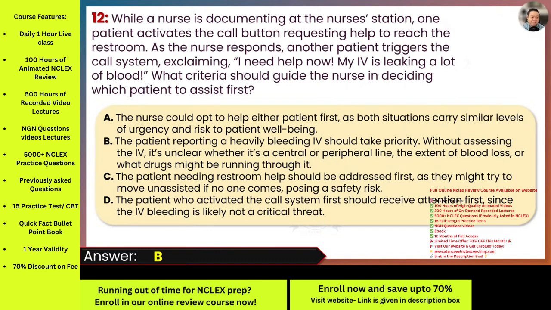Letter D, why is this incorrect? The patient who activated the call system first should receive attention first. Again, the same reasoning applies as with the other options.